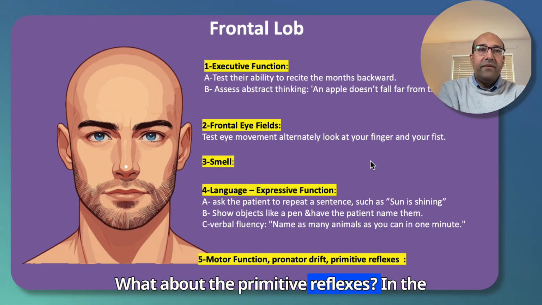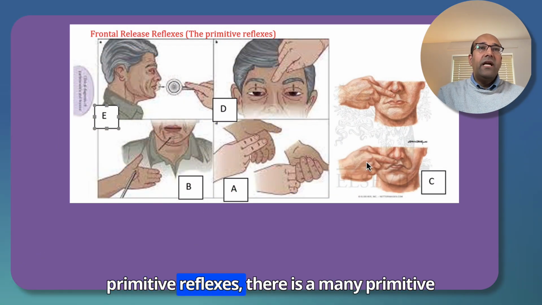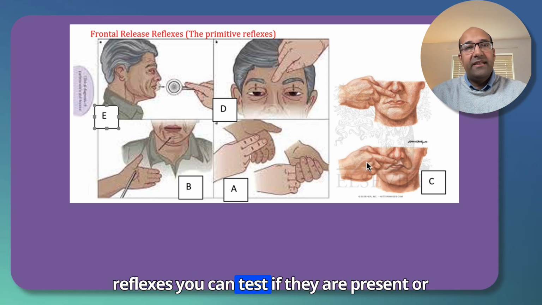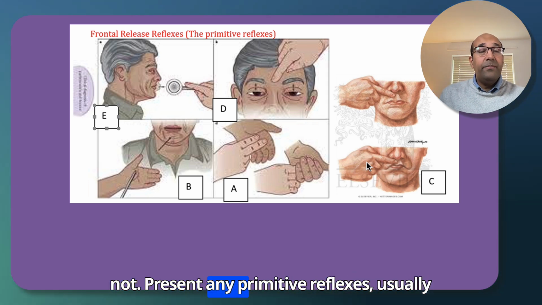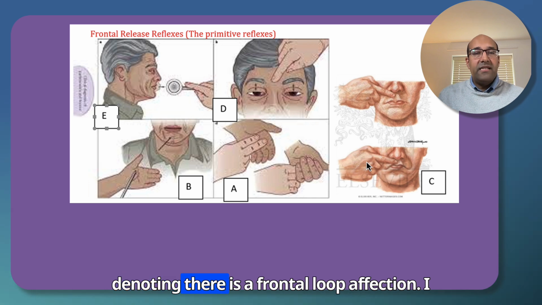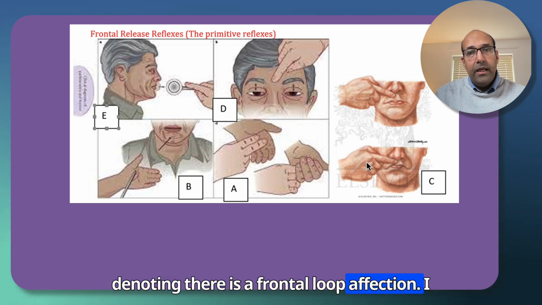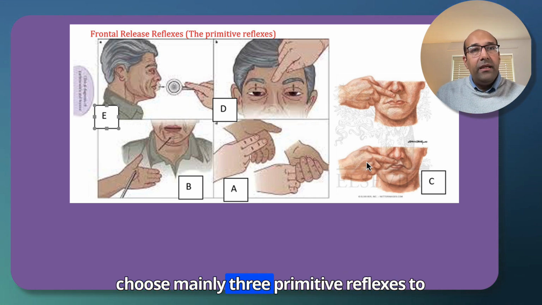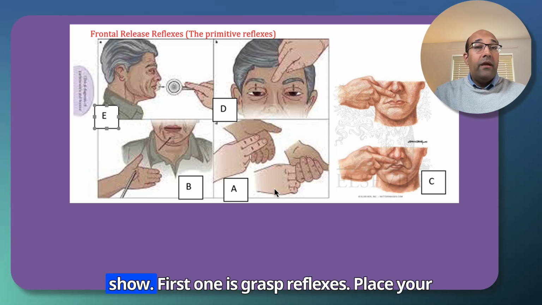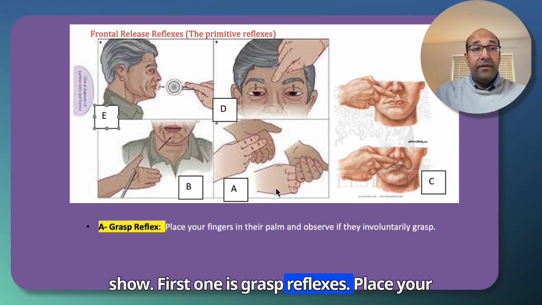What about the primitive reflexes? There are many primitive reflexes you can test to see if they are present or not. The presence of any primitive reflexes usually denotes a frontal lobe affection. I chose mainly 3 primitive reflexes to show. First one is the grasp reflex.